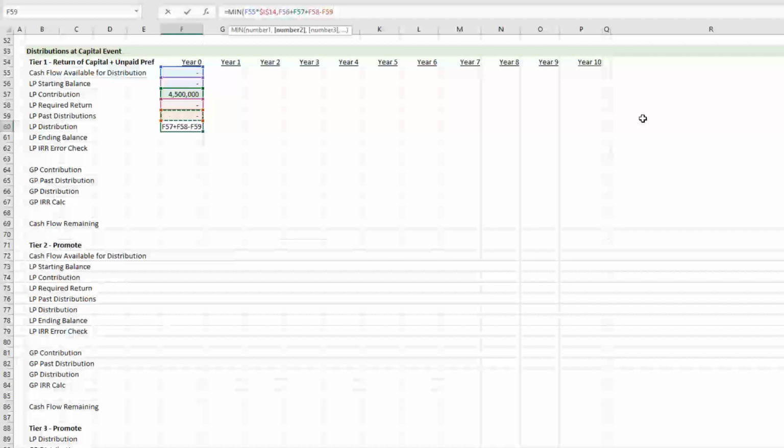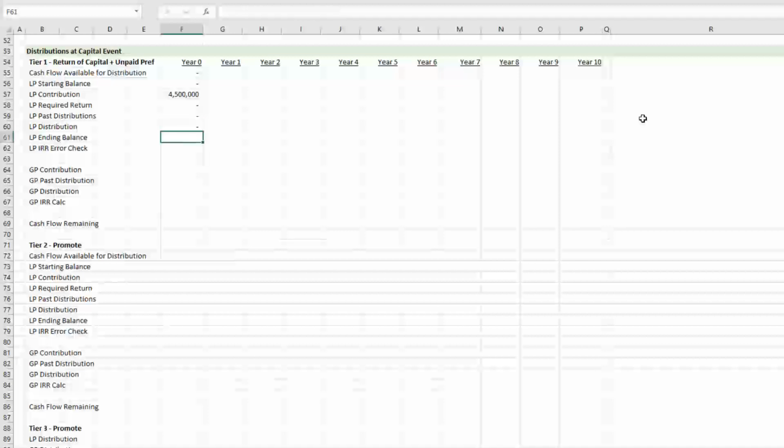So what we're basically saying, and this is how we get to an IRR hurdle, is we're either going to sweep all cash flow that's available for this distribution at the LP's distribution percentage rate, or take the entire starting balance at this period plus any contributions and required return, but minus any past distributions. That's going to be how much we're going to take, the minimum of those two, and in doing so, that will get us to a 6% IRR.